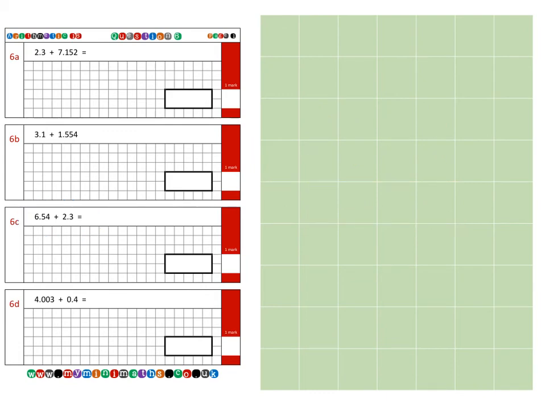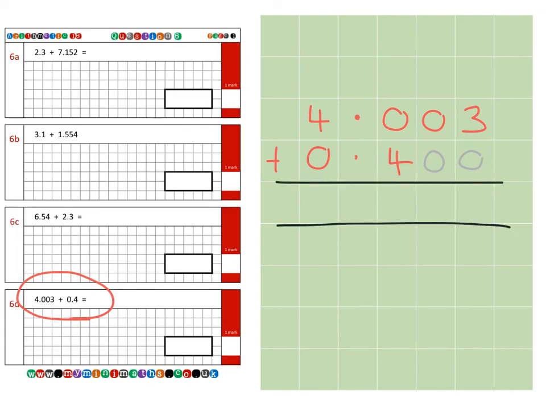And finally, on to 6d, which is our final question for today's tutorial. And that's 4.003. And we're going to add 0.4. Now again, we can complete this as a formal written method. So that's 3 thousandths add 0 thousandths are 3 thousandths.